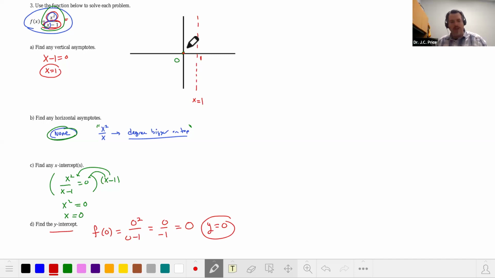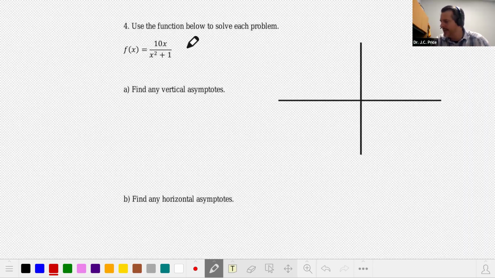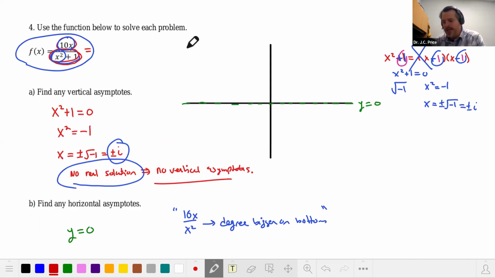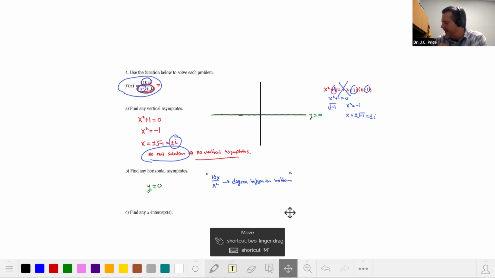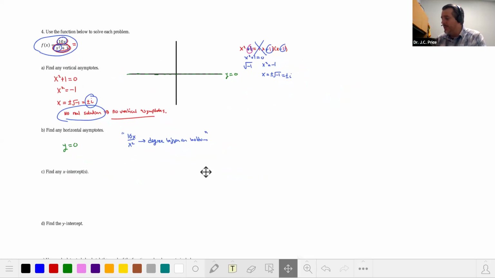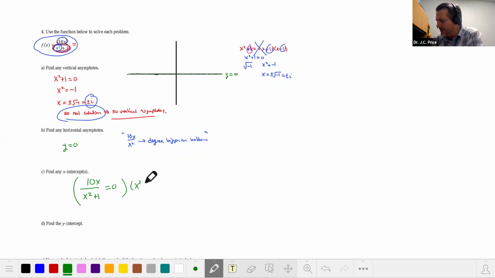Okay, one last one. So where's this last one at? Here it is right here. And so we want to find, again, x-intercepts and y-intercepts. And so we're going to take this. And remember, when you're writing this down, make sure you write down everything I'm writing down here. So we take 10x over x squared plus 1. We set it equal to 0. We clear that denominator, x squared plus 1, on both sides.